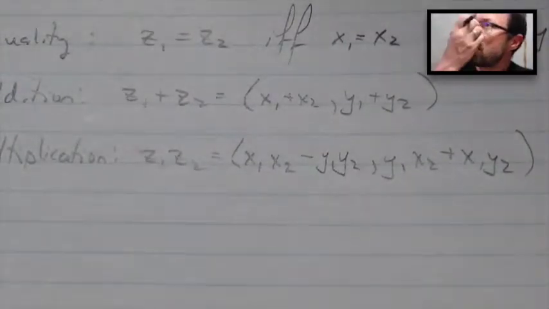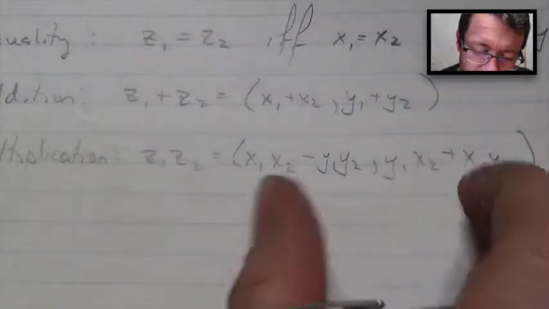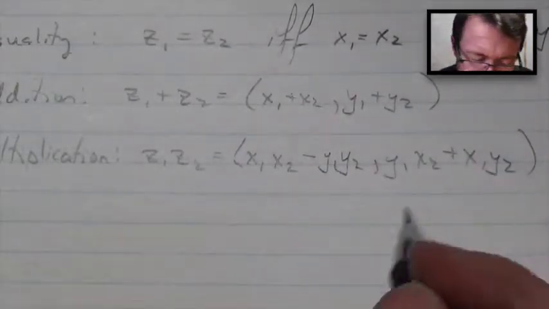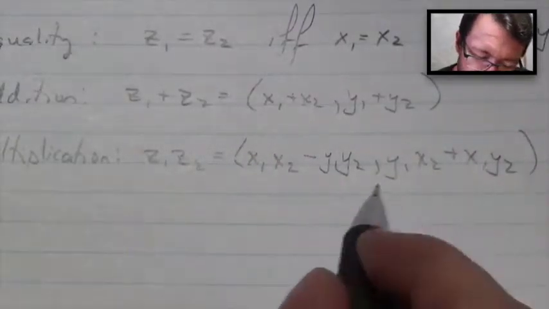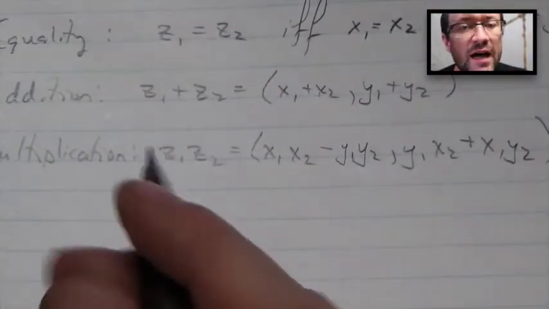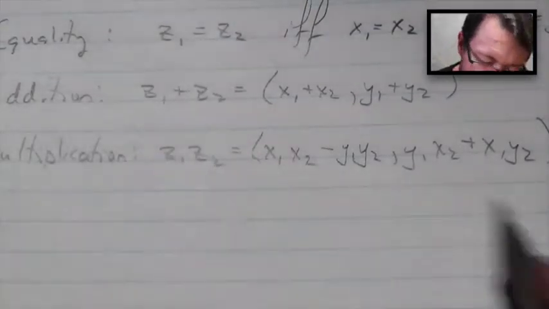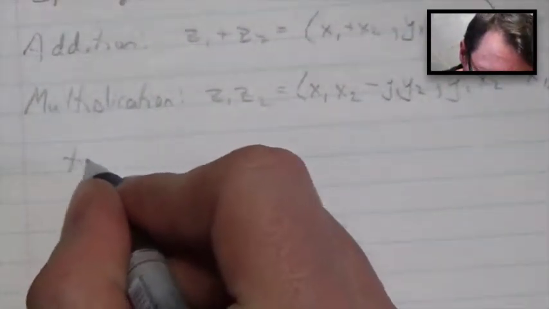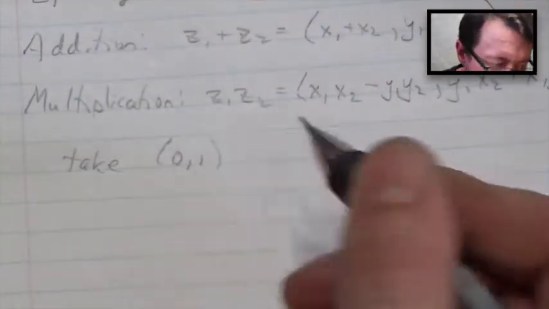Kind of a bizarre way to define multiplication, but it's going to make sense in a second why it works that way. So anyway, let's jump into this and talk about where this is going. Let's take a look at multiplication, and what happens when we take the value that's strictly imaginary. Let's take the point 0, 1, and let's square this.